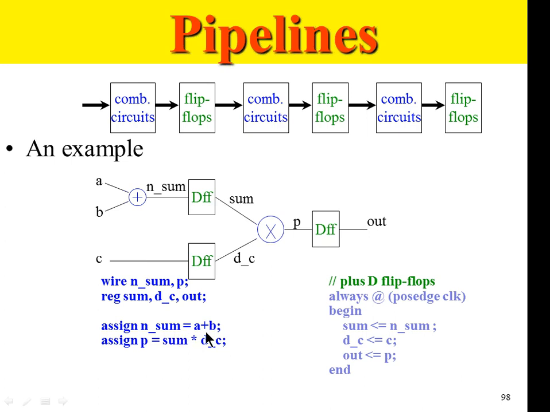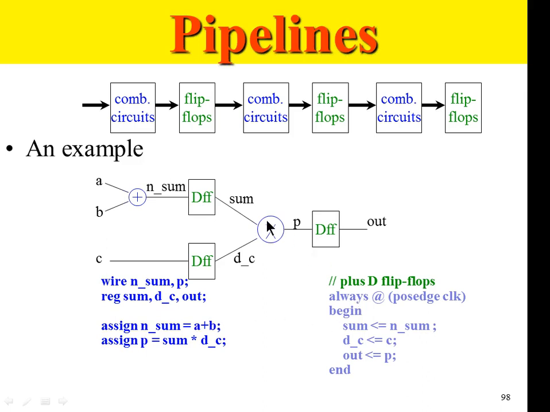Assign n underscore sum equal to a plus b. This wire, n underscore sum, is driven using a continuous assign statement. N underscore sum gets a plus b. This adder will be implemented here. Assign p is equal to sum star d underscore c. P is a wire that gets the product of sum and d underscore c. This multiplier will be implemented here, again using a continuous assign statement outside the always block. So the adder and the multiplier are implemented using continuous assign statements outside the always block.